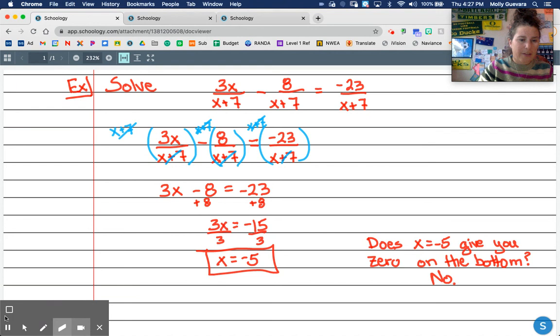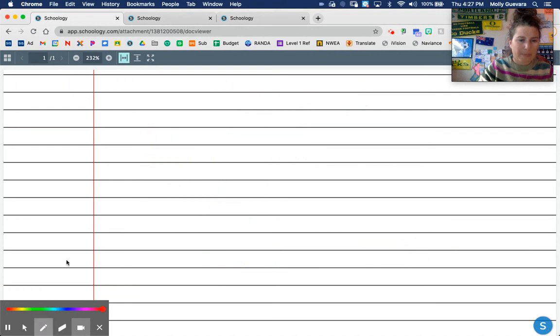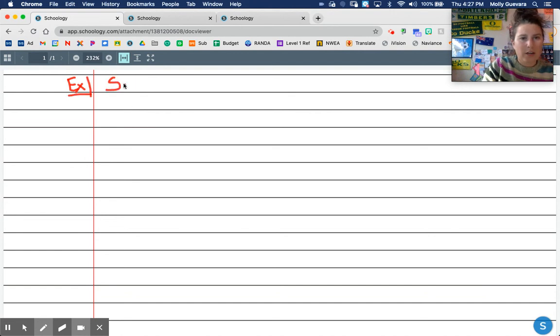Let's look at another example. So our second example here is I want to solve 2 over 5x minus 40 plus 4 over 5 equals 6 over x minus 8.